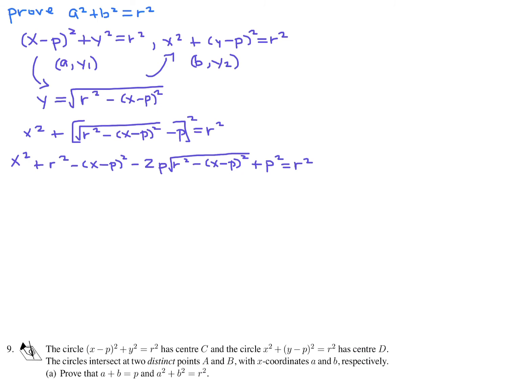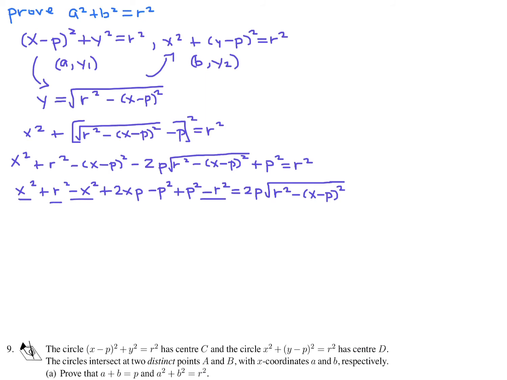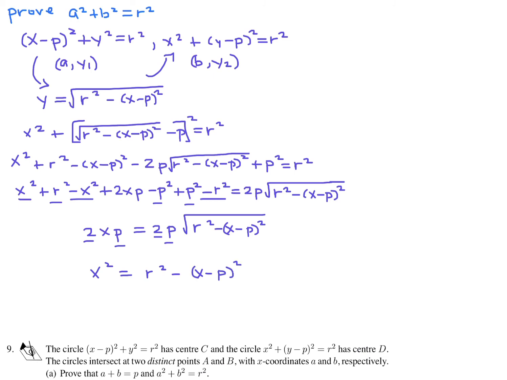Now let's put everything on one side and put the root on the one side like that. And then we can simplify. Hopefully a lot of this will cancel. The x squareds go, the r squareds go, the p squareds go. So that's great. A lot of stuff cancels and we're just left with this. And now we can square both sides to get rid of that square root. Before we do that, let's just cancel out the 2's and the p's. So then when you finally do square both sides, you'll just have x² = r² − (x − p)² like that.